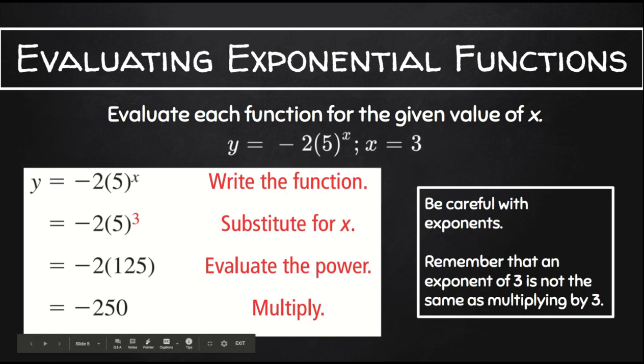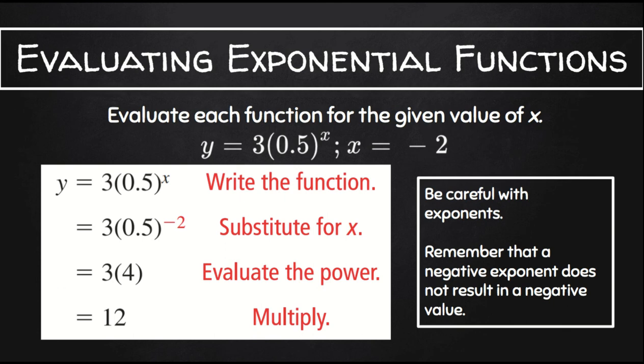Now, when we are evaluating exponential functions, here's our base function. It is in the form of y equals a times b to the x, where here x is 3. So our base is 5, our power is 3, and what that means is 5 times 5 times 5. You guys are probably used to that. So when we simplify it or evaluate it, we get -2 times 125. Remember that an exponent of 3 is not the same as multiplying by 3. Be careful with exponents. It means 5 times itself 3 times, okay? That's the key thing to remember here.